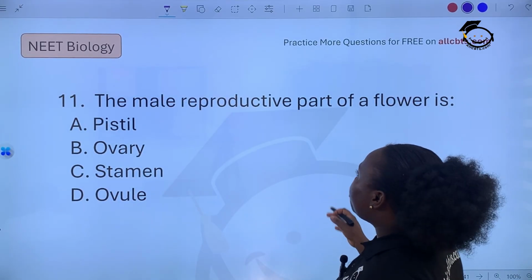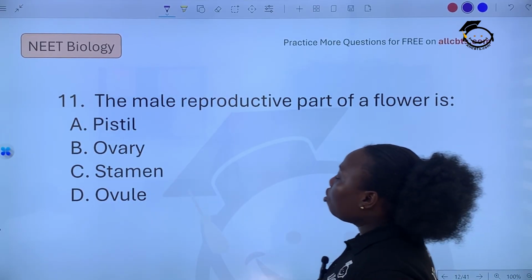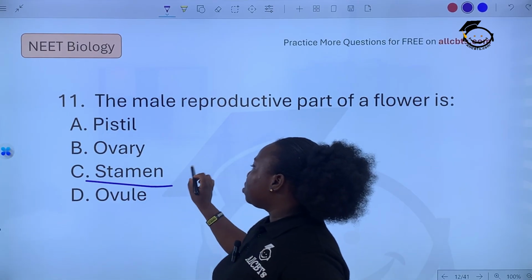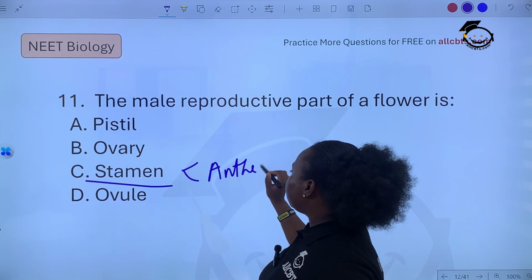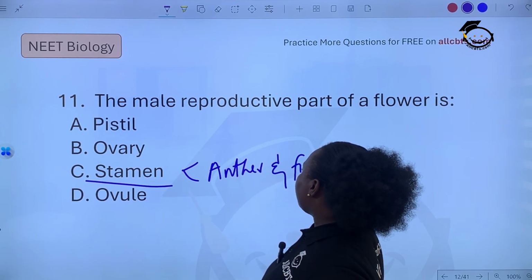Number 11, the male reproductive part of a flower is called the stamen, and it consists of the anther and the filaments.